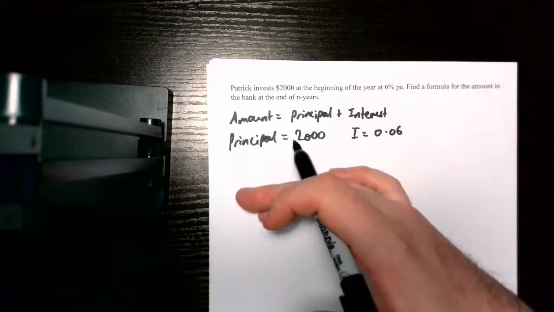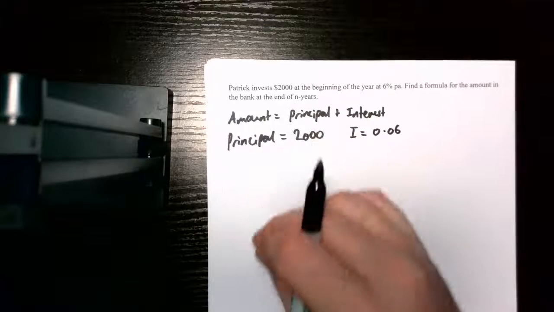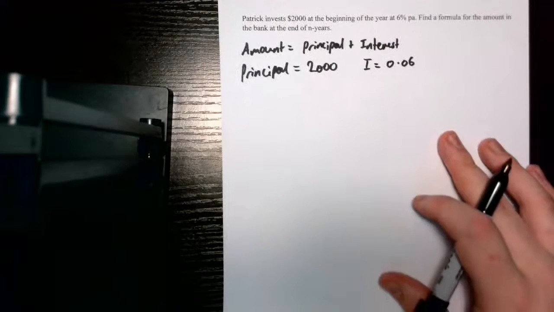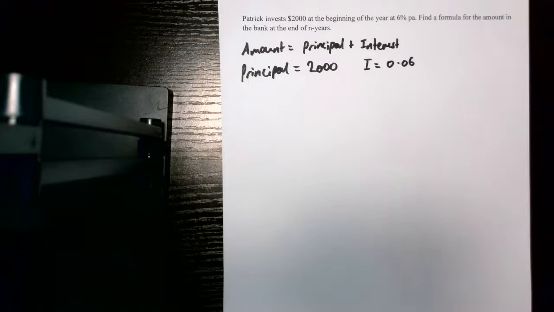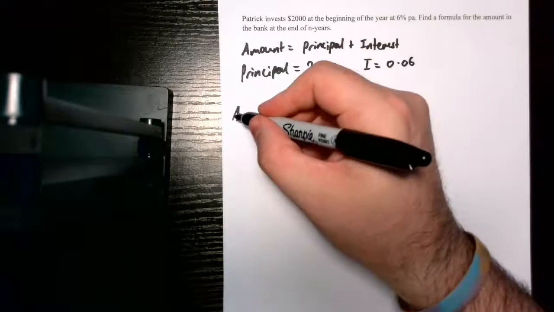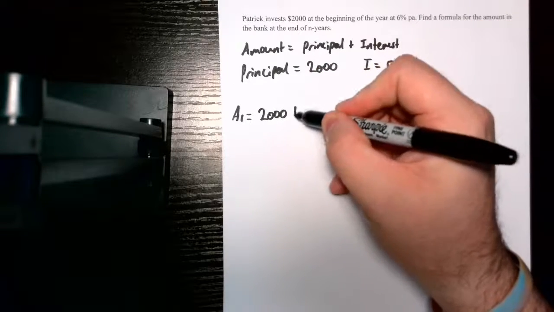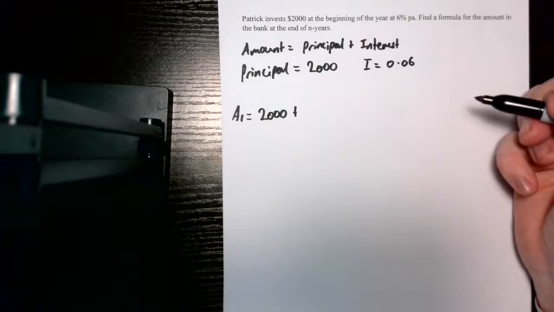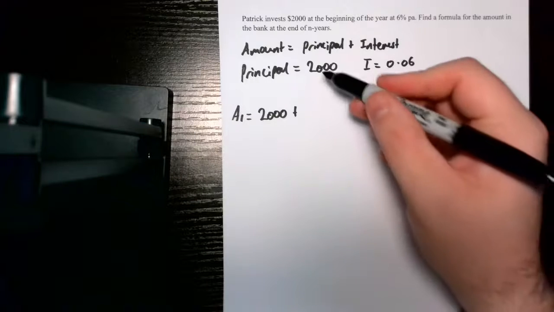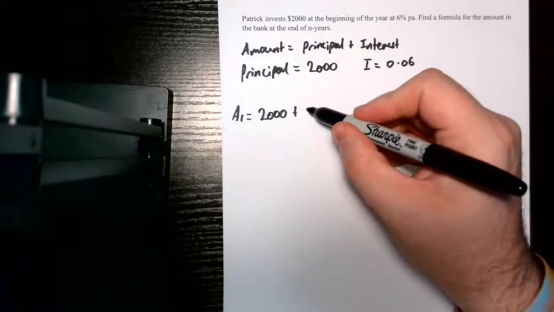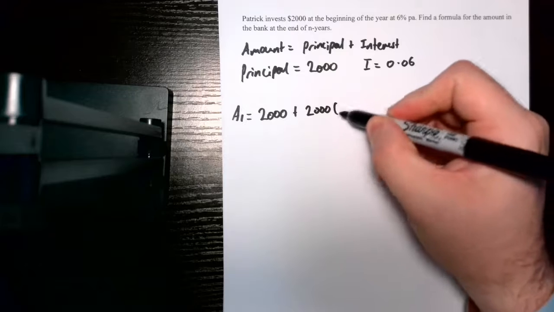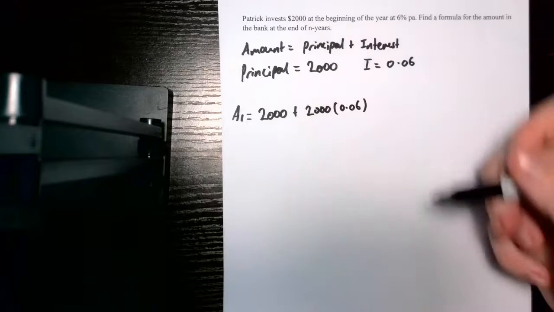So we're just going to do repeated applications of simple interest just to figure out the pattern that's going on. Each time period is only going to be in there for 1 year. So the amount at the end of the first year is going to be equal to our principal, which is 2,000, plus our interest that we generate on the principal, which is our interest rate multiplied by our principal. So that's 2,000 times 0.06.